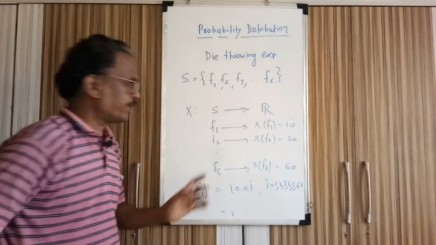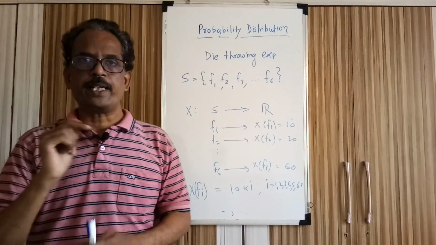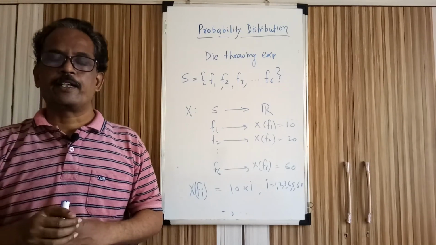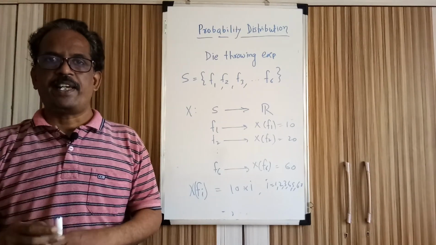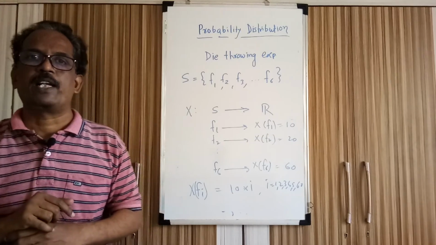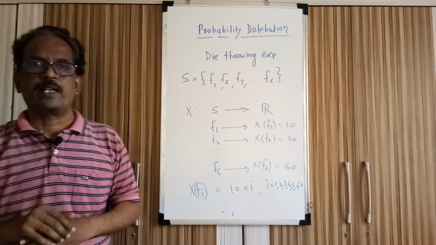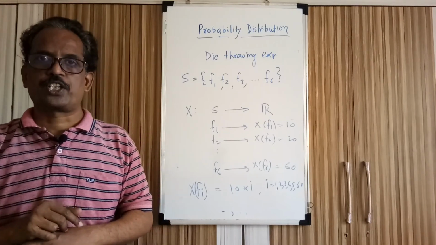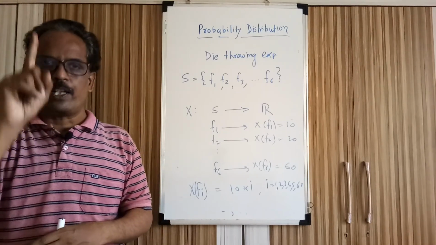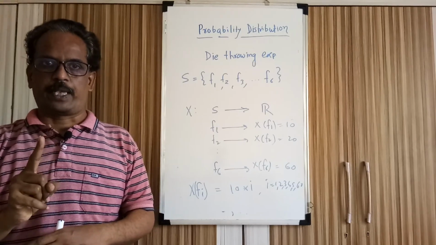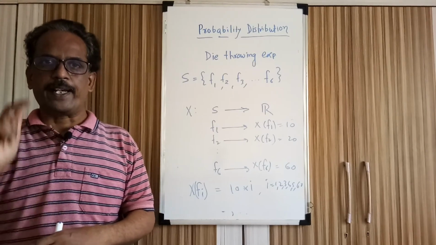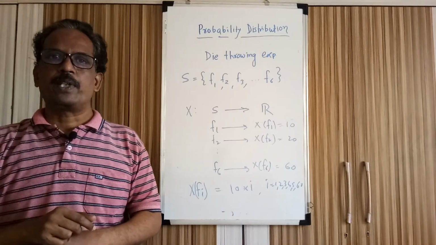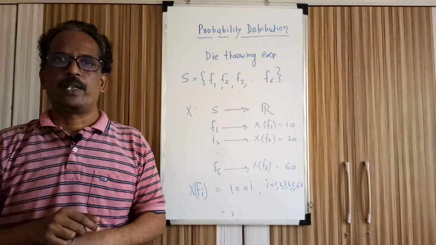The meaning here is, if face f1 is coming, then the random variable is taking value 10. When face f3 is coming, it is taking value 30. If face f6 is coming, it is taking value 60. The values taken by the random variable are between 10 and 60. It is taking value 10 when f1 occurs. The die is thrown, and if you get f2, the random variable converts that f2 to a real value, which is 20.